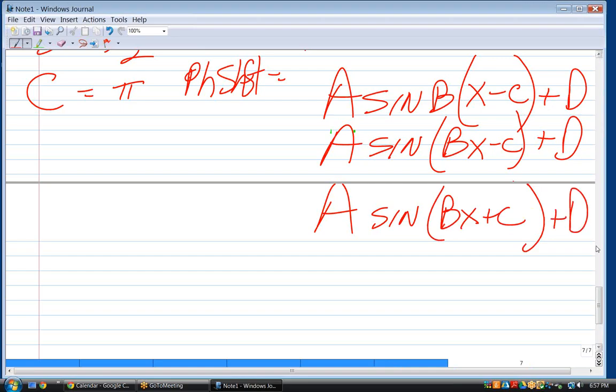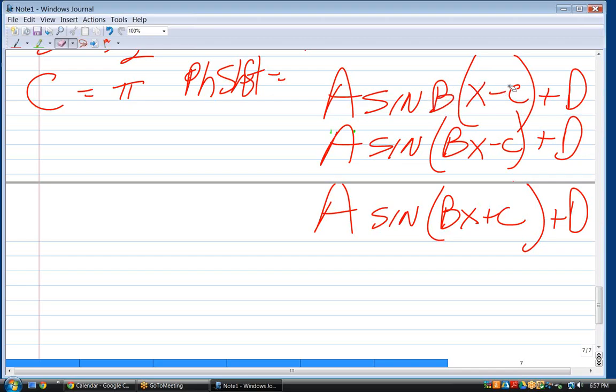And when you have this form, the phase shift is minus C divided by B. So you have to be very careful here what the form of your sinusoid function is, how they give it to you. It depends. All 3 of these are significantly different because all 3 of them affect the phase shift. It doesn't affect the period.